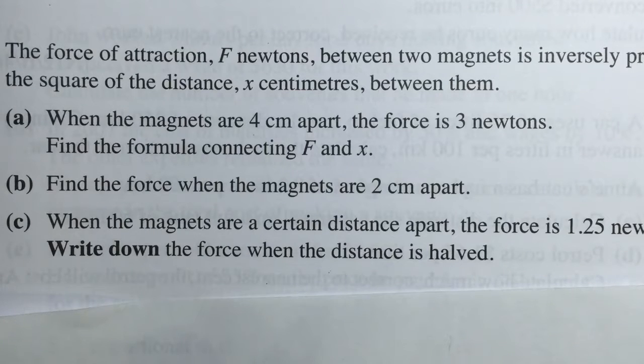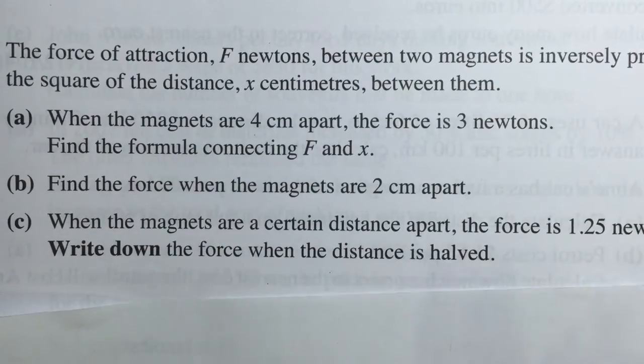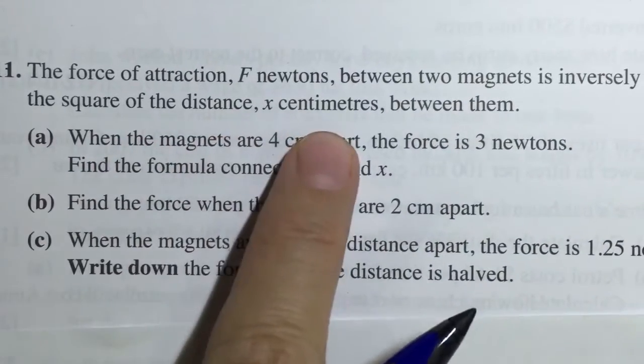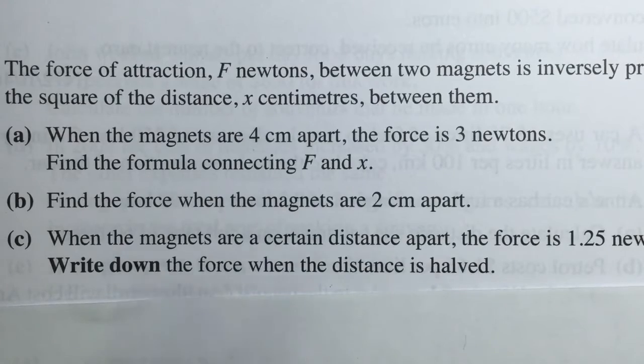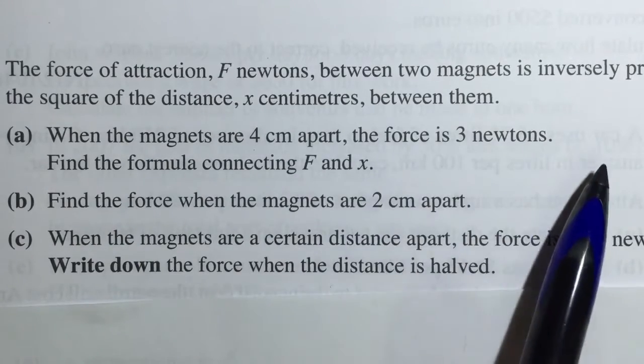Today we're going to revise on the topic of inverse proportions, and we're going to look at this question. The force of attraction F newtons between two magnets is inversely proportional to the square of the distance x centimeters between them. So now we are talking about an inverse proportion. It is given that when the magnets are 4 cm apart, the force is 3 newtons.